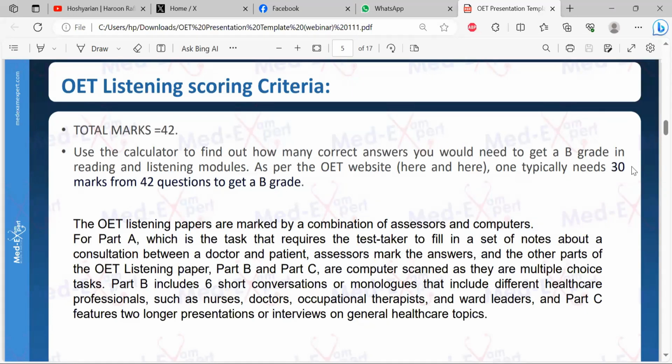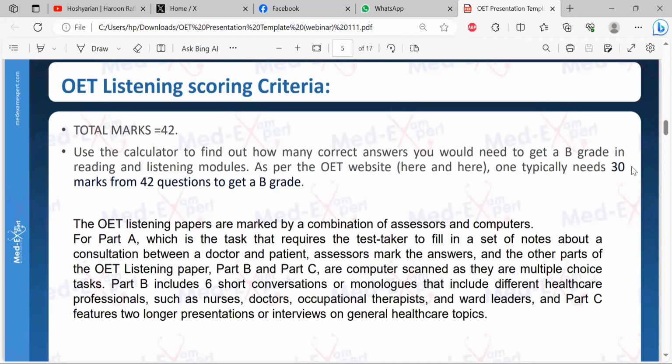So use the calculator to find out how many correct answers you would need to get a B grade in reading and listening modules. As per the OET website, one typically needs 30 marks from 42 questions to get a grade B. So if the total number is 42 and the total score is 500, then if one scores 30 out of 42, he or she may have approximately 350 for those 30 marks. So if you are scoring 350, your grade is B.